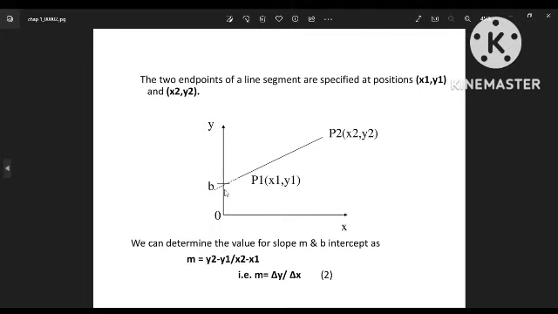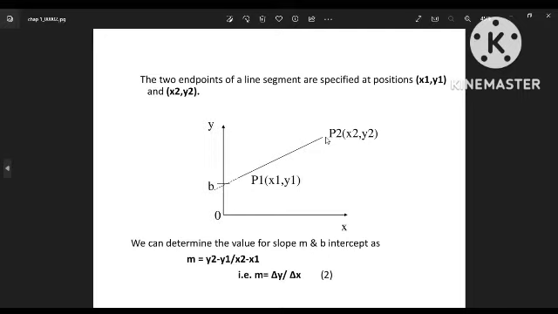Here we start with the two endpoints of a line segment. The line segment is specified by the positions x1, y1 and x2, y2. So p1 is x1, y1 and p2 is x2, y2. These two points form one straight line. We can also determine the line slope, defining m as y2 minus y1 divided by x2 minus x1. This is the formula of the line slope.